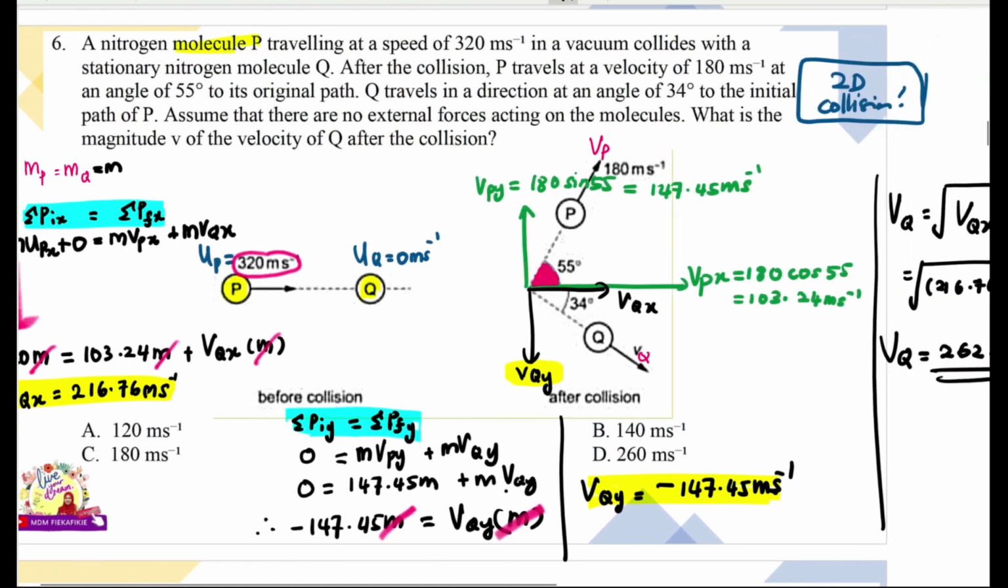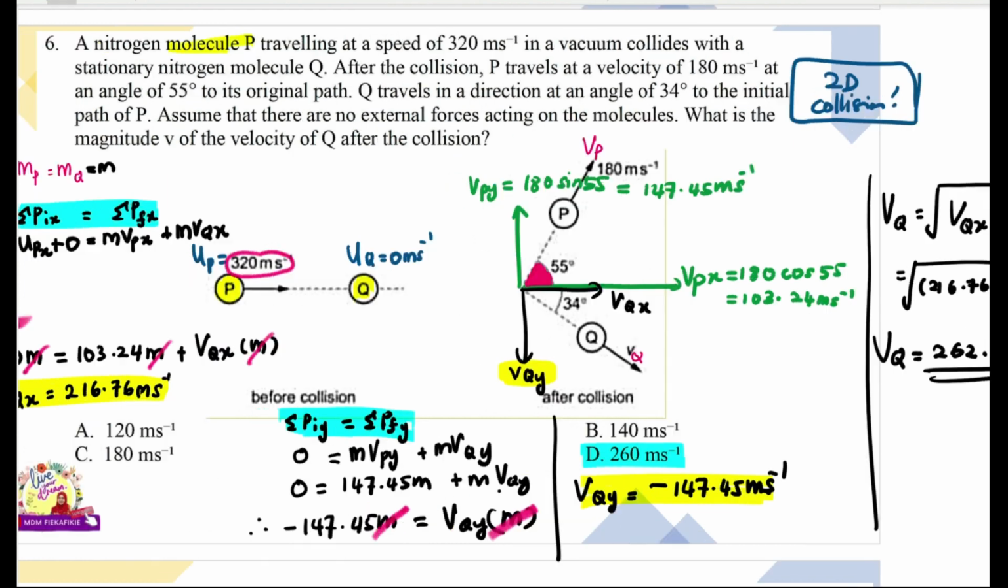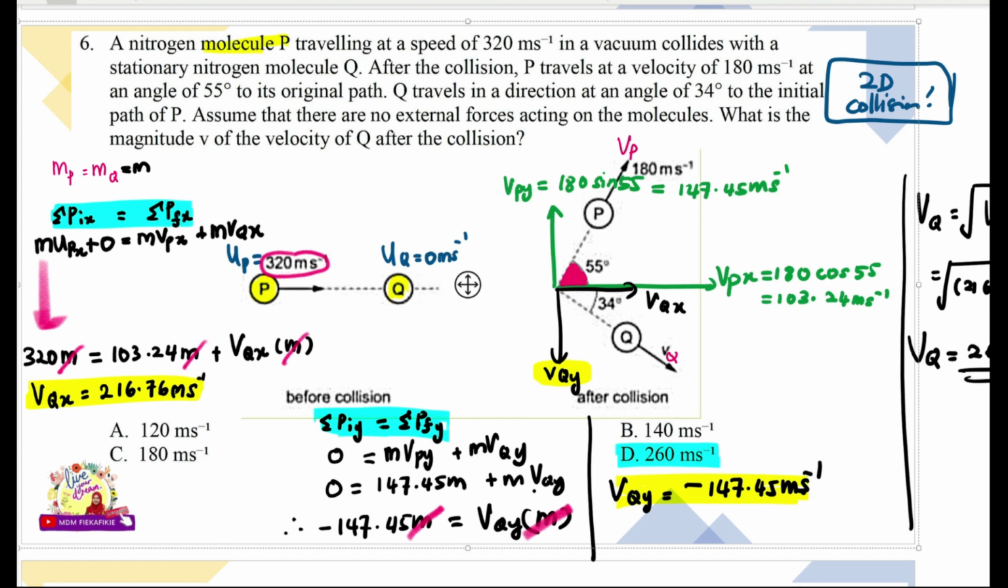Ada tak jawapan dia? 262. Okay. Saya dapat 262. So, yang paling dekat dia sinilah. Mungkin jawapan ni tersilap sikit. So, 260 meter per second. Okay. So, cuba kira. Alright. Boleh? Okay. So, finish question 6.